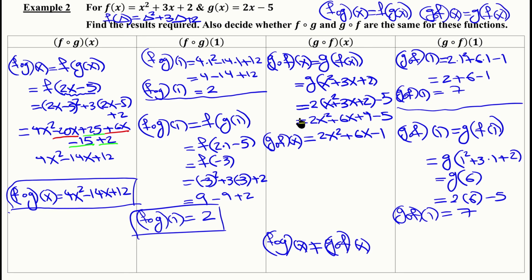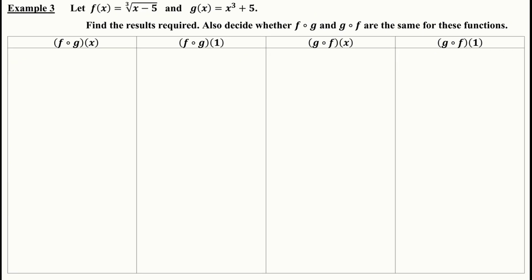All right, so let's go ahead and do one more problem and we'll call it the day. How's that? Okay, here's our last problem for this video, and we're given two functions. One is the cube root of x minus 5, the other one is x cubed plus 5. We're going to go ahead and calculate both f circle g as well as g circle f, and then we'll go ahead and compute it for a particular number as well.